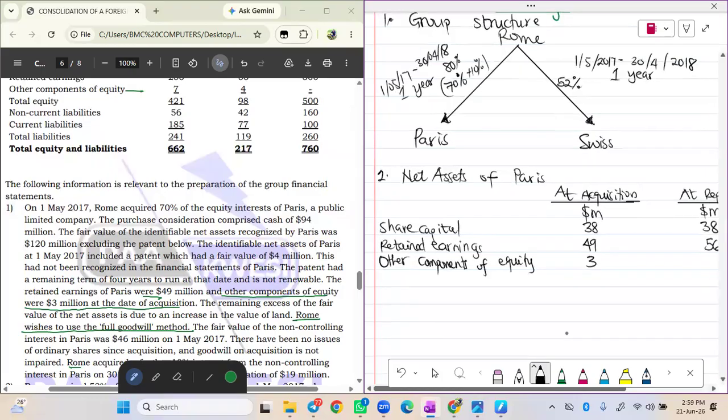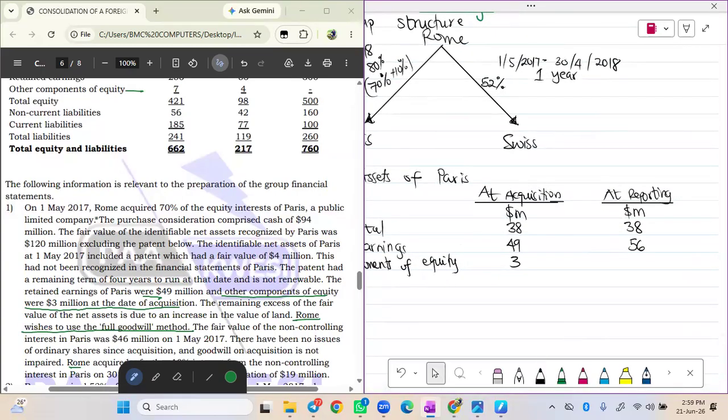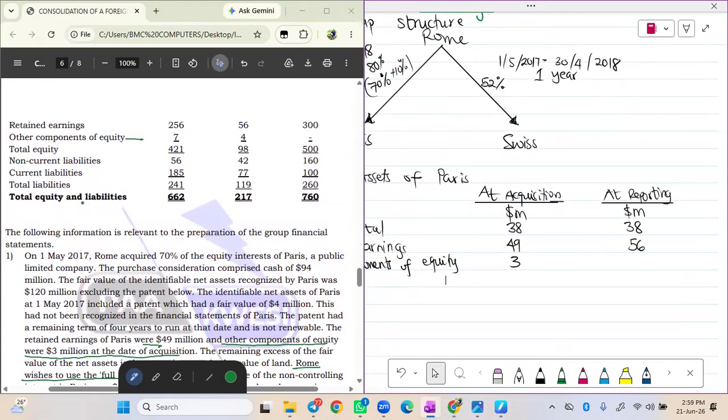And this one is something that we must take note of. So the other component of equity for Paris reporting is what? 4 million. Now there's a difference in this. Remember what we did under vertical and mixed group. When there's a difference in other component of equity or capital surplus or revaluation surplus, we say take note of the difference. We don't care whether it is positive or negative. Just take note. The difference is 1, right?